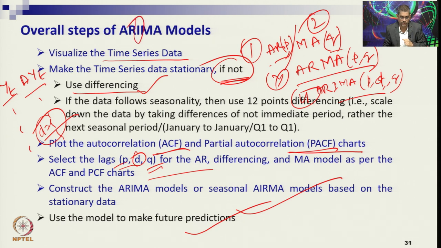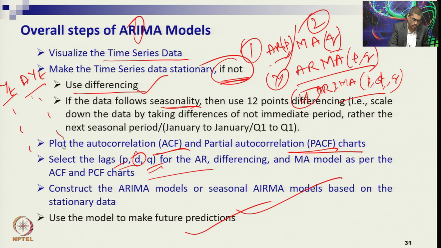Differencing part, integrated part. Because it is to some extent part of mathematical integration, therefore they call it integrated, but effectively it's an AR autoregressive, differencing, MA process. That's it. Now one more part, remember, if the data are seasonal, in that case you cannot do the differencing this way.